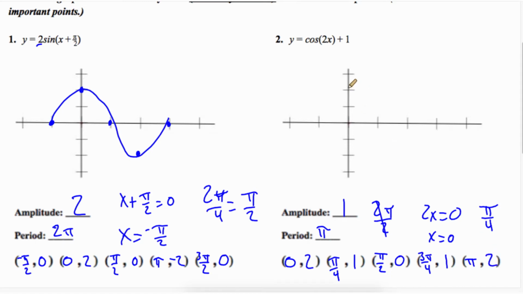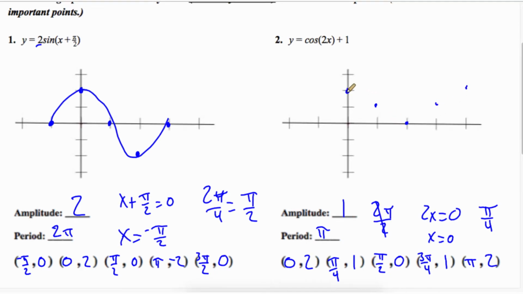So then if we plot out all of these points, we've got 0, 2. I'm going to let this dash mark represent pi over 4, so we're up at 1, then we're down to 0, then back up to 1, and back up to 2.